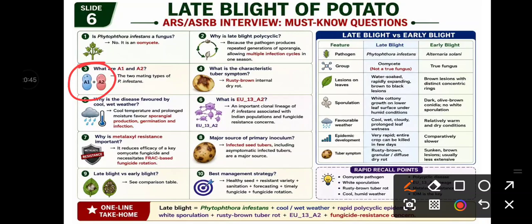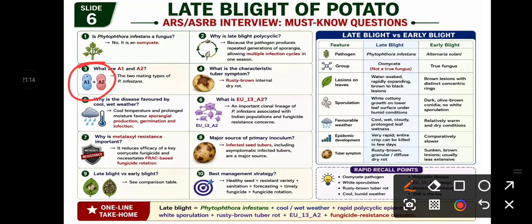Then why is this disease favored by cool and wet weather? Because the sporangia production needs cool and prolonged moisture, okay, for its germination, for its infection as well as for its spread. Then why is Metalaxyl resistance important? Because it reduces the efficacy of key Oomycete fungicides. Okay, so it necessitates the FRAC based fungicide rotation.